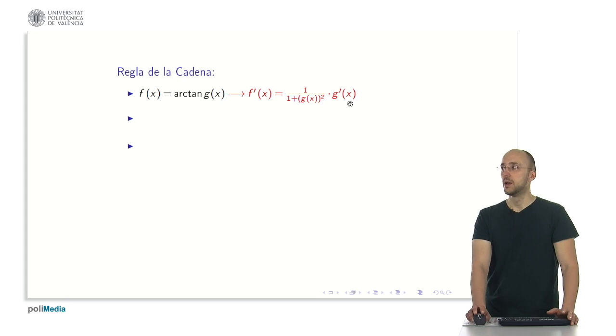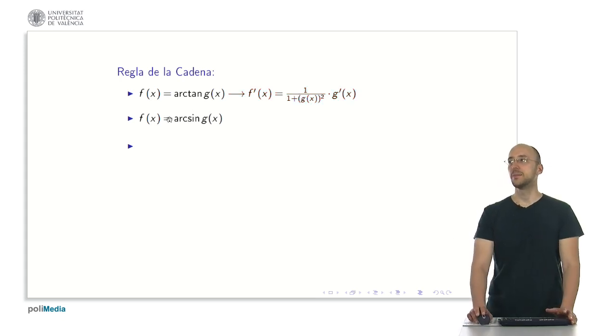The second point to emphasize is that in this formula, we multiply by the derivative of g of x. It's a common mistake to calculate the derivative of g of x squared, but that's not the correct approach. Instead, you should calculate the derivative of the function within the parentheses after the arctangent.